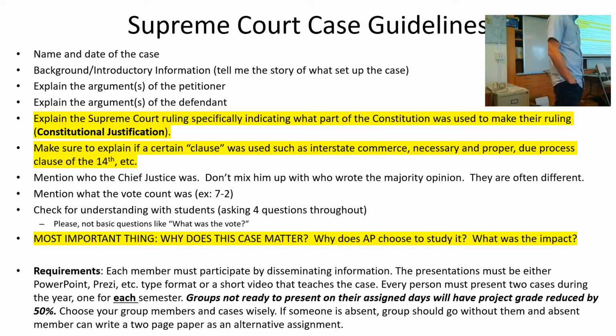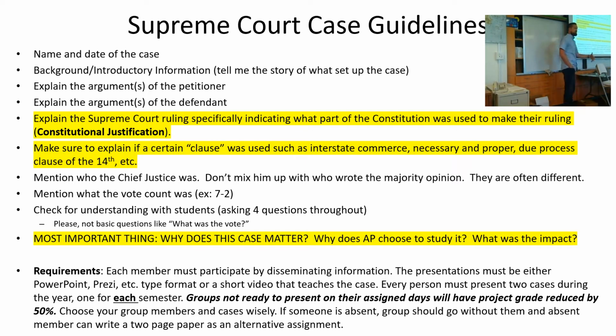Both sides often use the Constitution. So you're going to say that Plessy argued maybe the Fifth Amendment or something. Due process, whatever. And you're going to tell me the other side and their arguments. So when they use the Constitution, you're going to talk about the Constitution. I've got these highlighted here because they are super important.